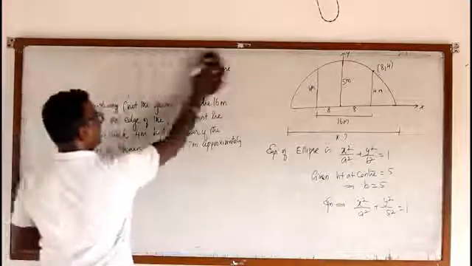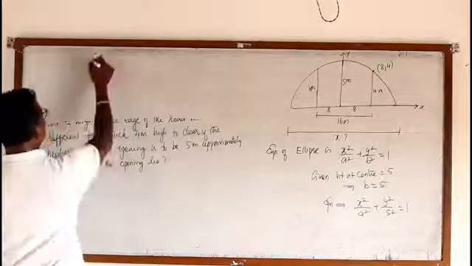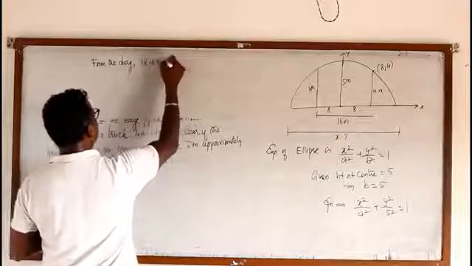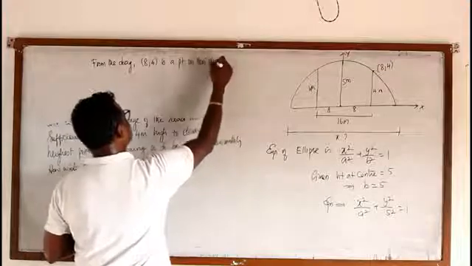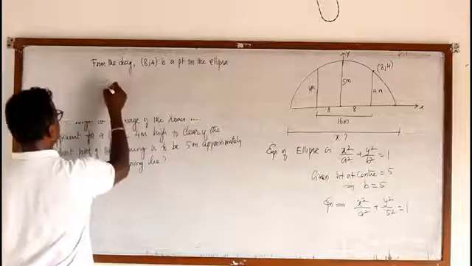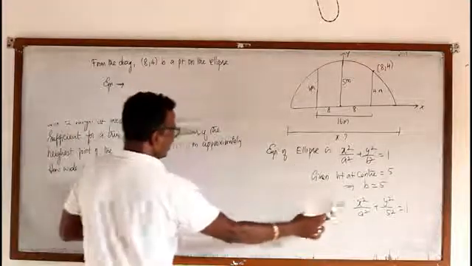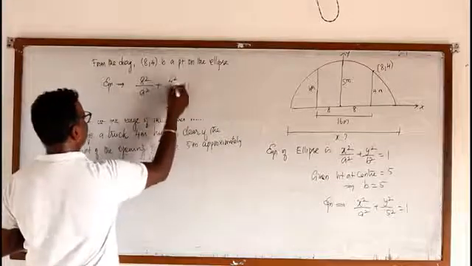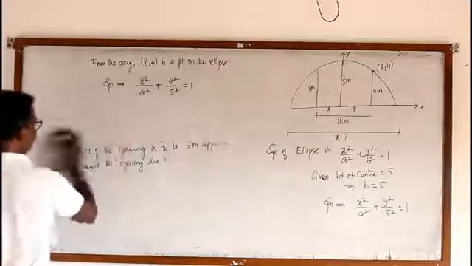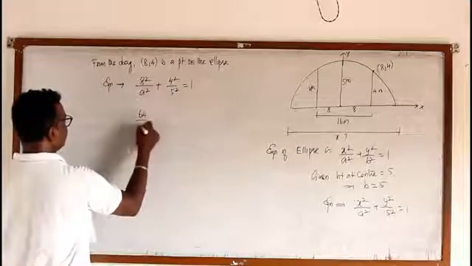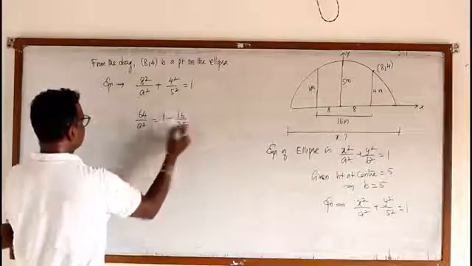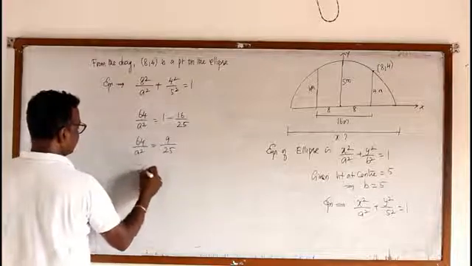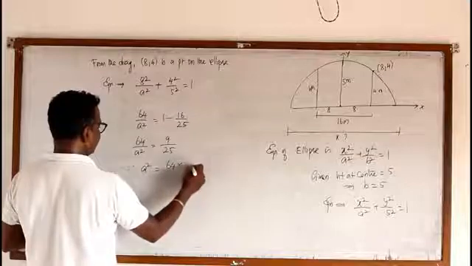So (8, 4) is a point on the ellipse from the diagram. If I substitute x as 8 and y as 4, I get the value of a square. So it is 8 square by a square plus 4 square by 5 square equal to 1. From this we shall find the value of a. That is, 64 by a square equals 1 minus 16 by 25. 64 by a square is 25 minus 16, which is 9 by 25. Therefore, a square is 64 into 25 by 9.